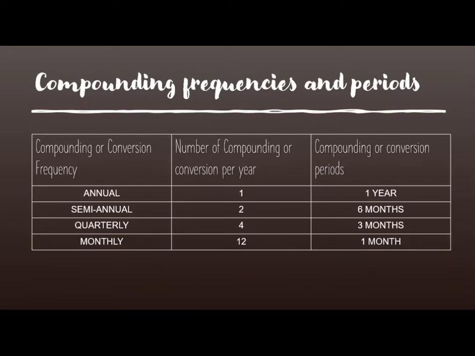Okay, so compounding frequencies and periods. So kapag sinabing annual, once a year lang yon. Yan. Semi-annual, twice a year or every 6 months. Then quarterly, 4 times a year, then every 3 months yun. Then last, ito yung monthly, 12 times a year, or kada isang buwan.